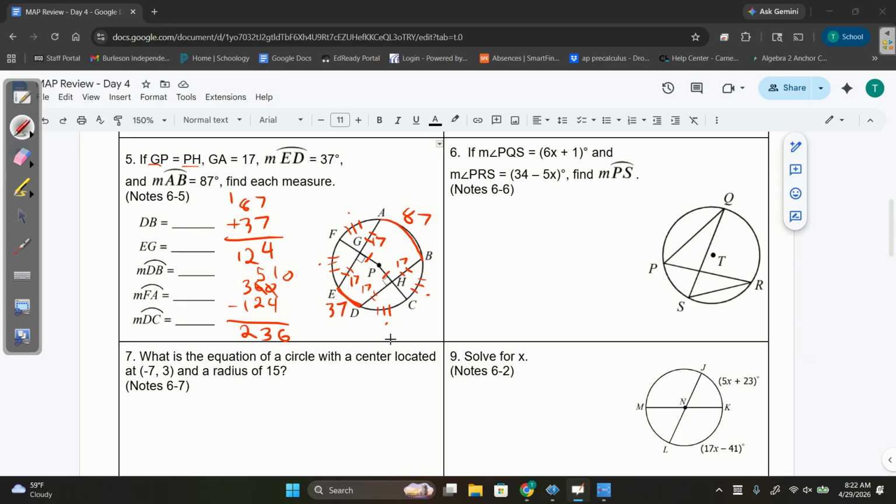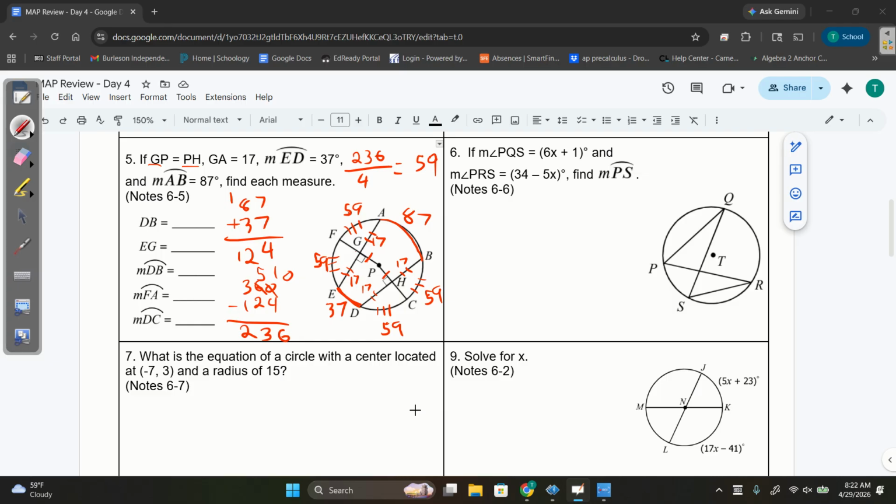So 236 degrees is split among these 4 arcs. Well, because all these arcs are equal, I can actually say this is going to be 236 divided by 4 perfectly, which should get me 59. So each of these arcs all the way around are 59 degrees.